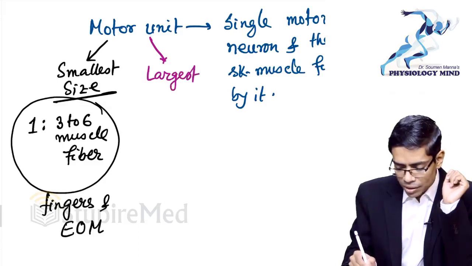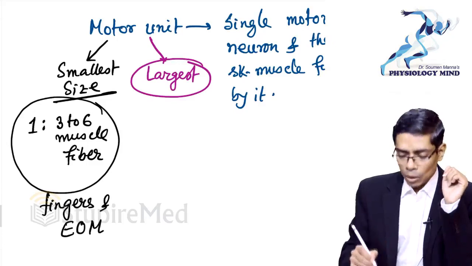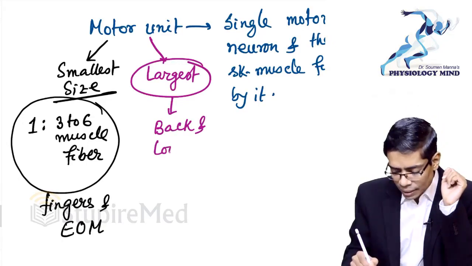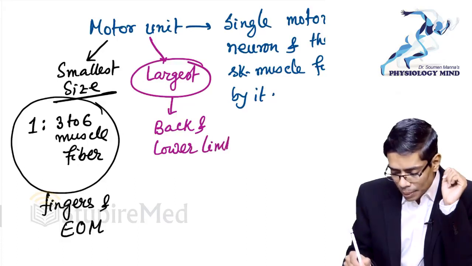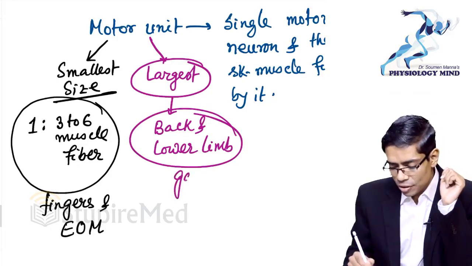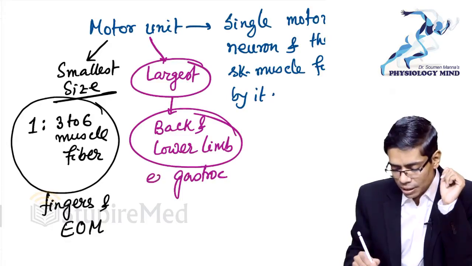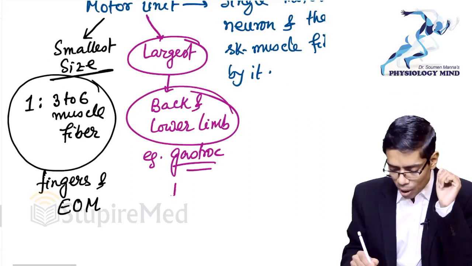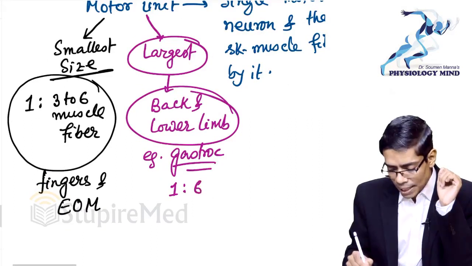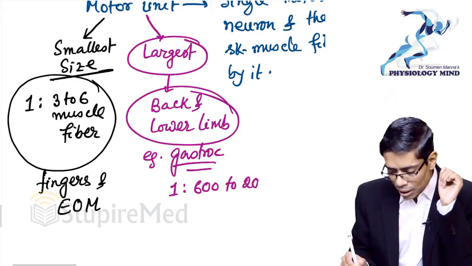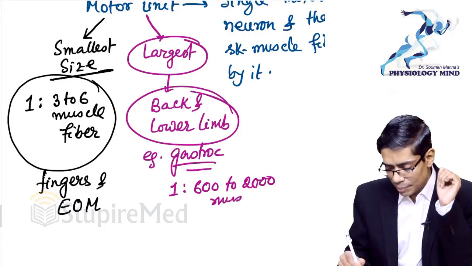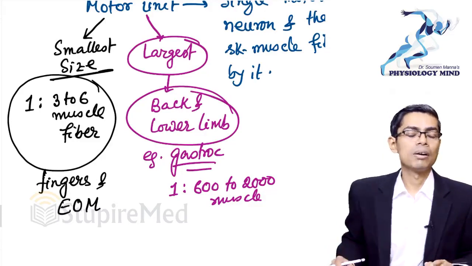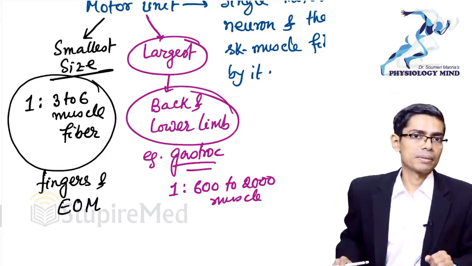So the largest motor unit, where is it located? In the lower limb and muscles of the back. Lower limb muscles, like for example the gastrocnemius muscles in the lower leg, have a ratio of one motor neuron supplying 600 to 2000 skeletal muscle fibers. Okay, so the large one is 1:600 or 2000 muscle fibers.